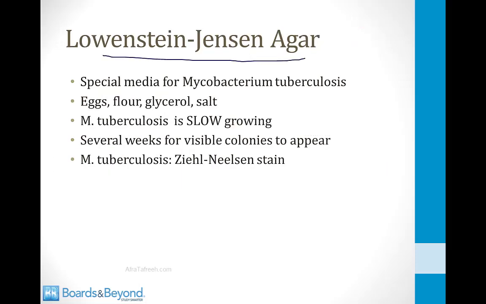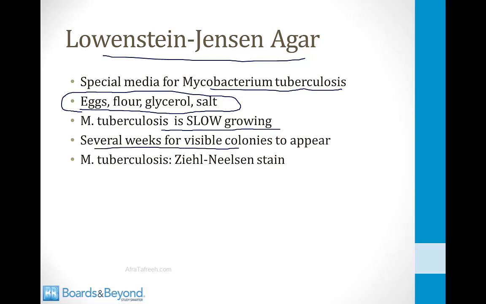Lowenstein-Jensen agar is a special media for Mycobacterium tuberculosis. And one thing to always remember about Mycobacterium in general, and especially tuberculosis, is that all these bacteria are very slow growing, so it takes several weeks to grow them on any type of agar. So Lowenstein-Jensen agar has eggs, flour, glycerol, and salt added, and this turns out to be a favorable mixture for growth of tuberculosis. It still takes several weeks for visible colonies to appear, and when you have someone with suspected TB, you need to treat them before the culture is back.